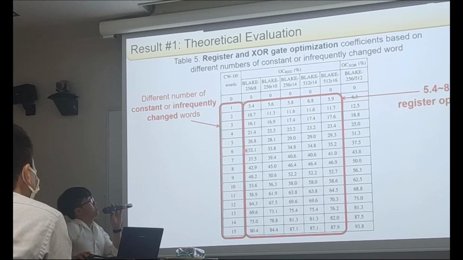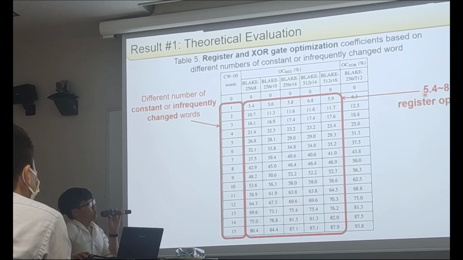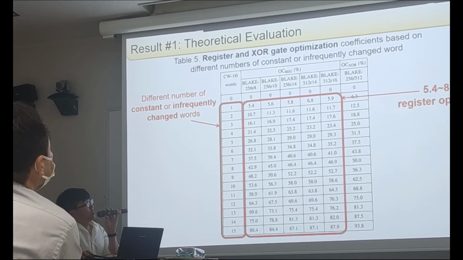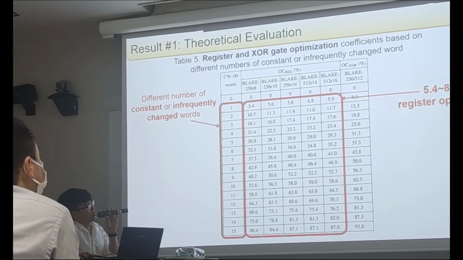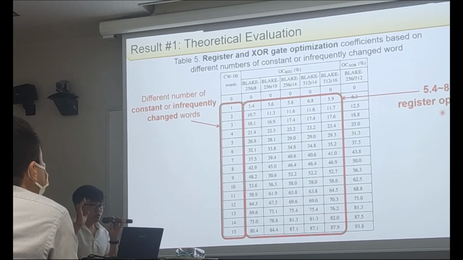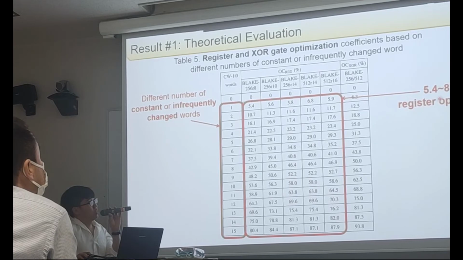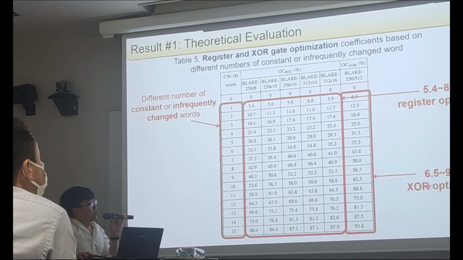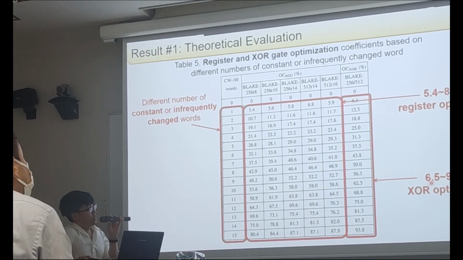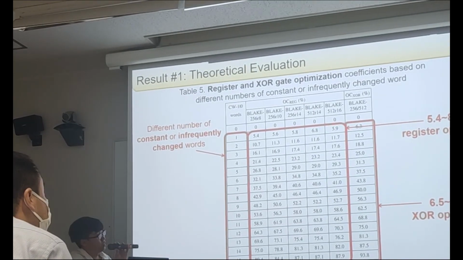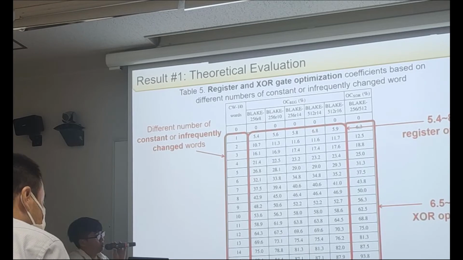And as you can see here in the register, this can optimize 5.4 to 87.9% of the register optimization. I just want to note that it's just the optimization in the message computation, not for the entire circuit. Like in a SHA gate, it can be 6.5 to 93.8% of SHA optimization.